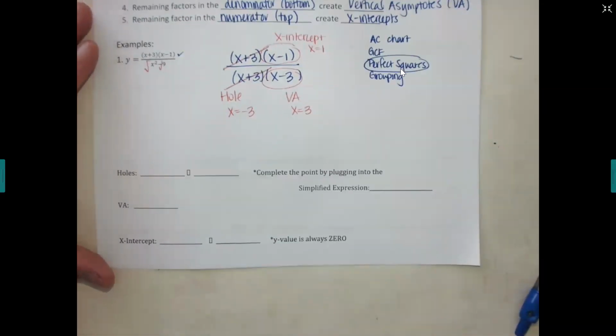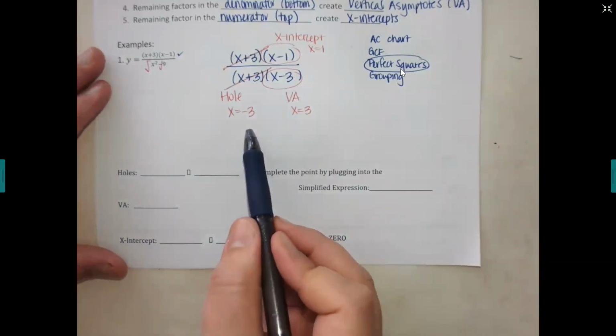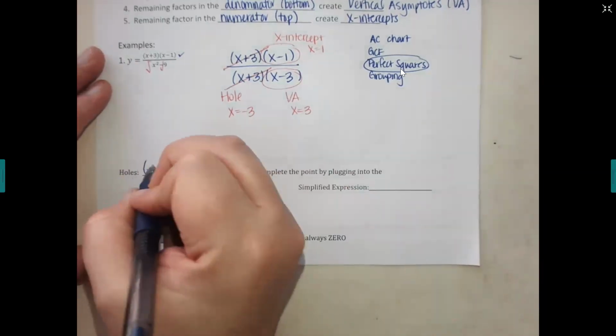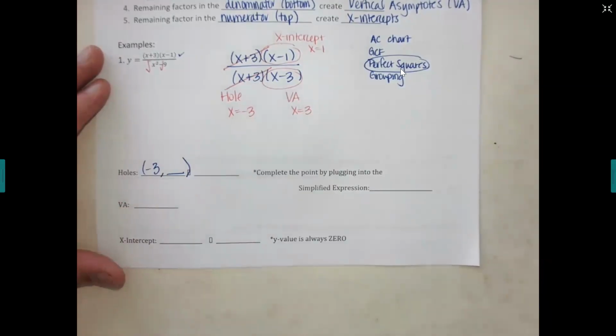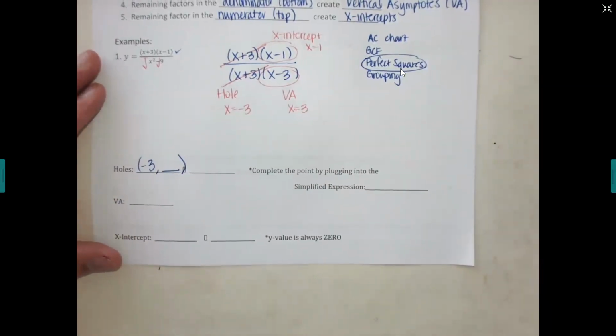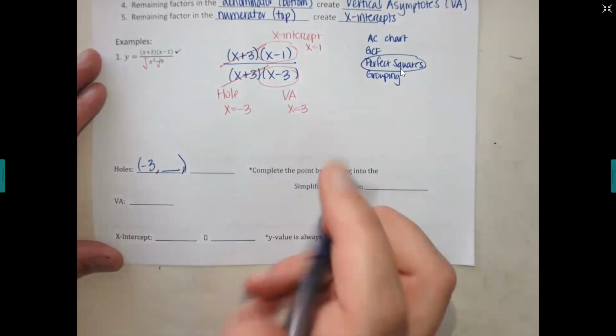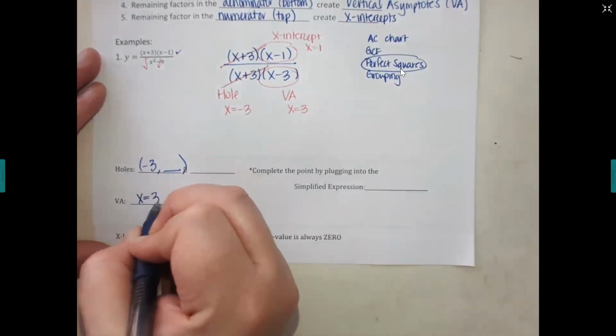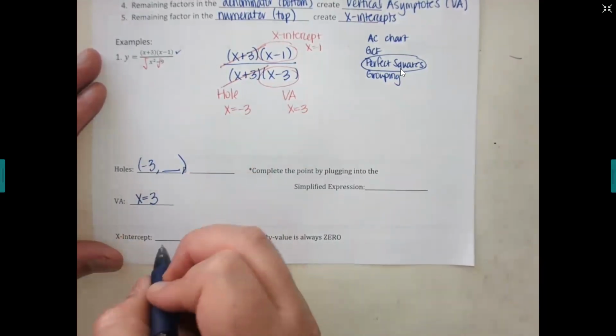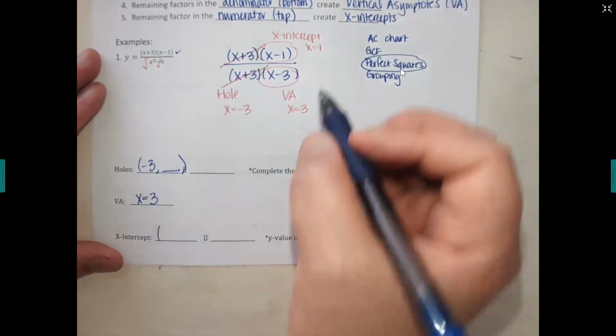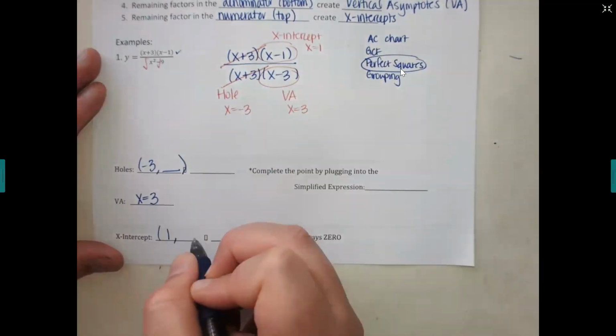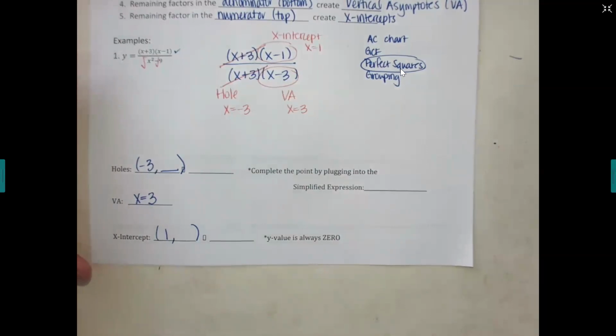Okay, so now let's come down to here and we're gonna finish this up. For your holes, for your homework, you have to write it as an ordered pair. Now we know that the x is a -3, but we still need to find the y. My vertical asymptote, we said, was x equals 3. And my x-intercept also needs to be an ordered pair. I know that my x is a 1, but I need to find my y.